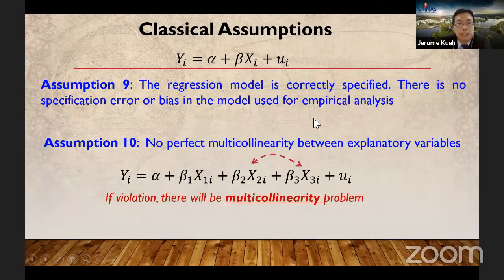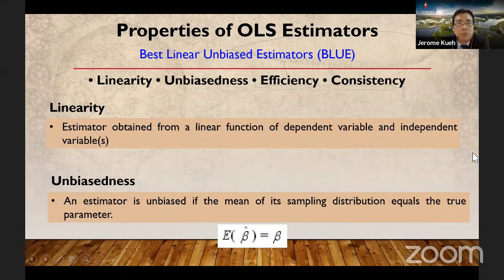And assumption number 10 is also very interesting, because here we assume that there are no correlations between the explanatory variables, for example x2i and x3i; they shouldn't be correlated. Okay? So if we have correlation between the independent variables, then we will have this multicollinearity problem. So those are the 10 classical assumptions that we have gone through, and it's very important for us to check later on whether they hold or not.